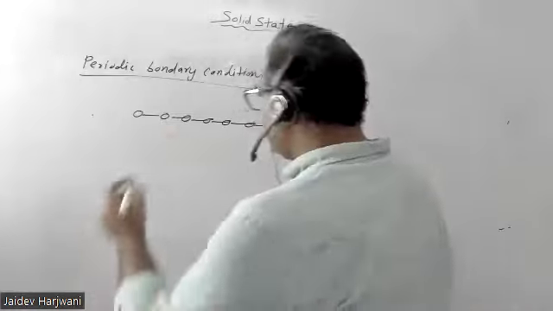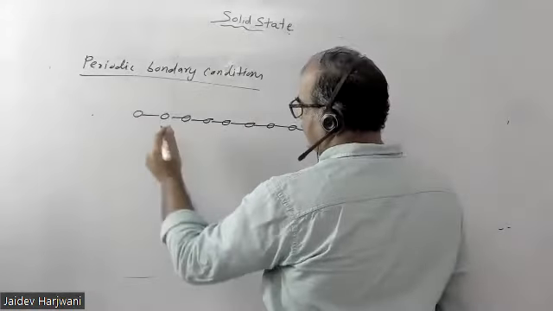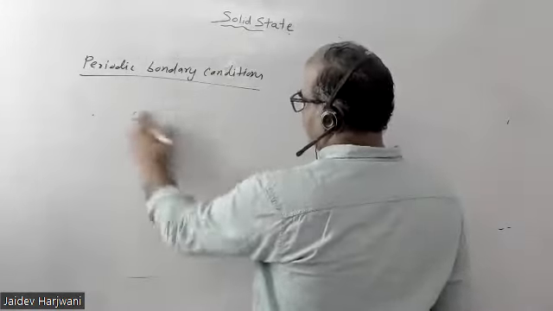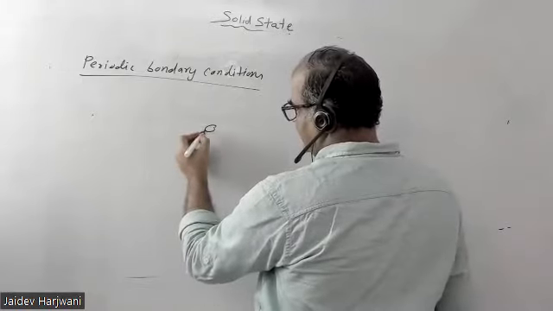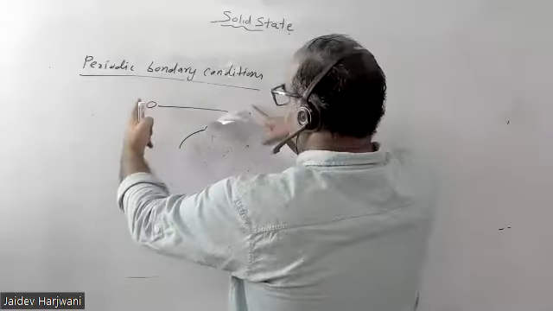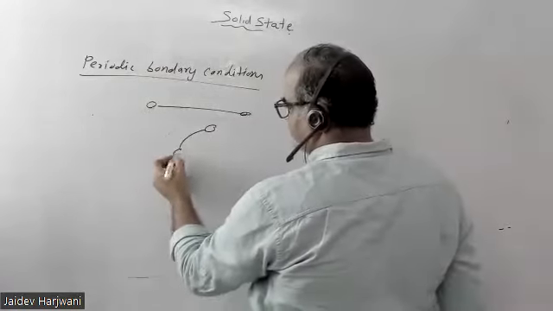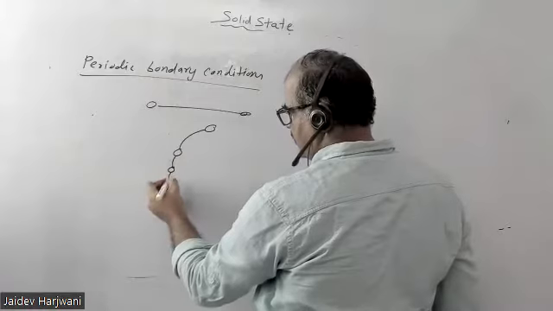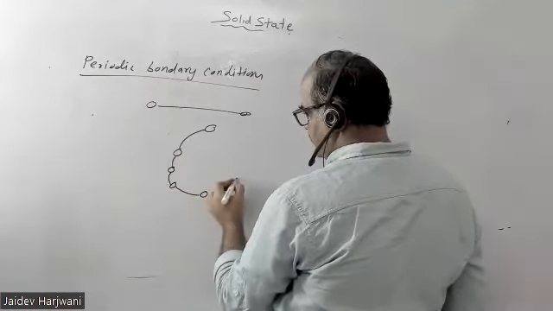So instead of taking a straight line, earlier I took 7 atoms. Now I am taking this one and making a ring. Out of this lattice I am making a ring. So this is the ring.